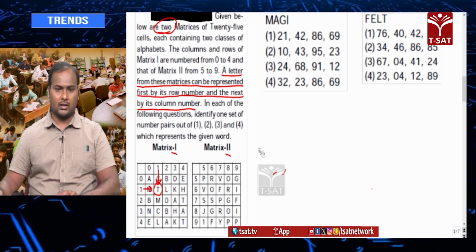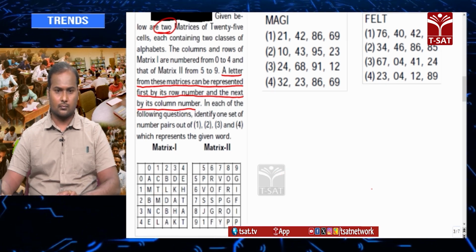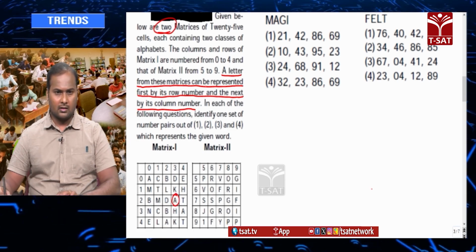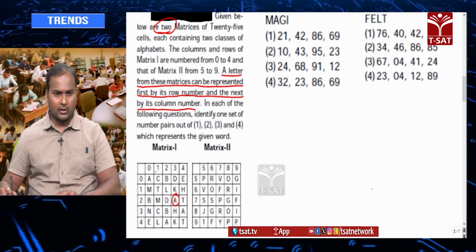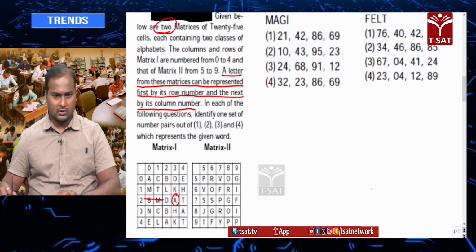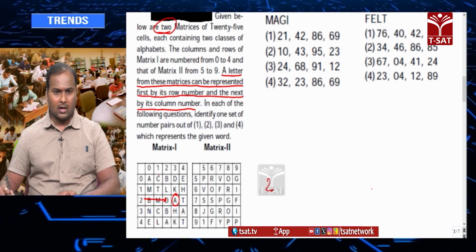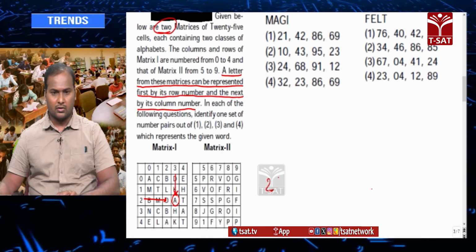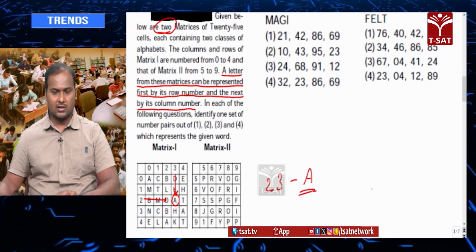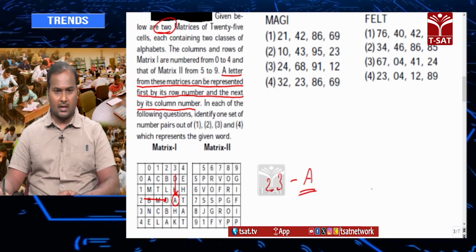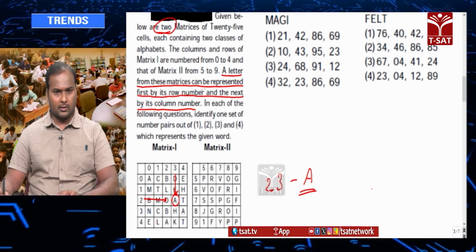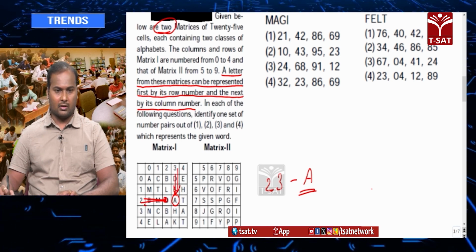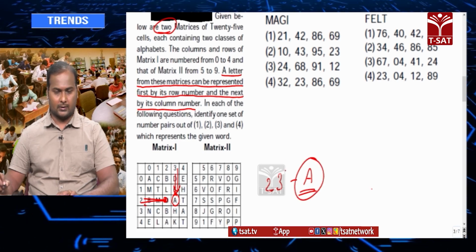Or you take any other letter. In this case, you take letter A. This letter A is represented first by its row number. See here, this is the row number. What is the row number here? 2. And next, this particular letter is also represented by its column number. What is the column number here? 3. So 2, 3 represents A. That's what is being said. A letter from these matrices can be represented first by its row number and next by its column number. So first row number and then column number, you will get the position of the letter.